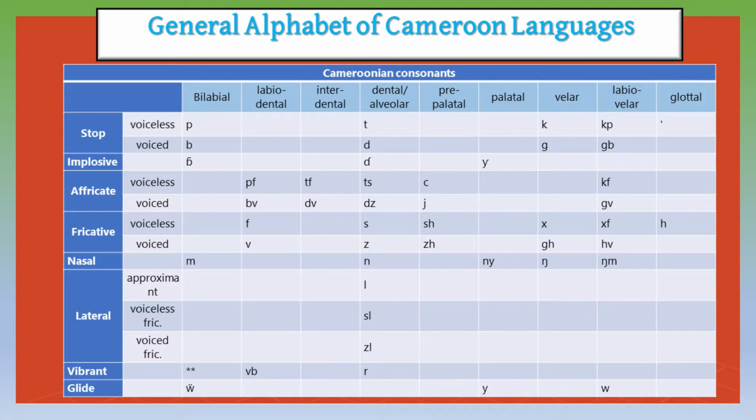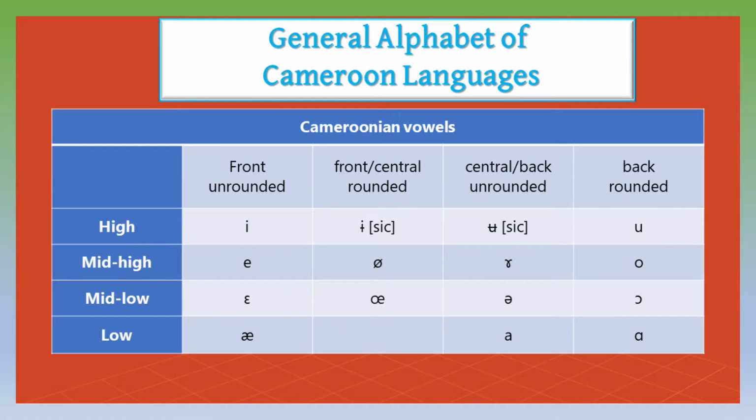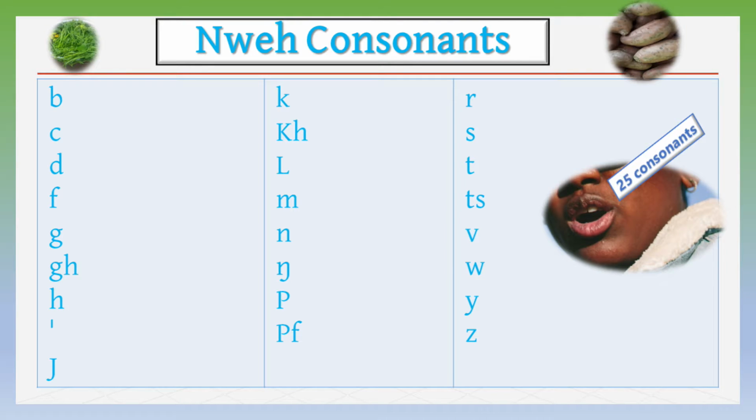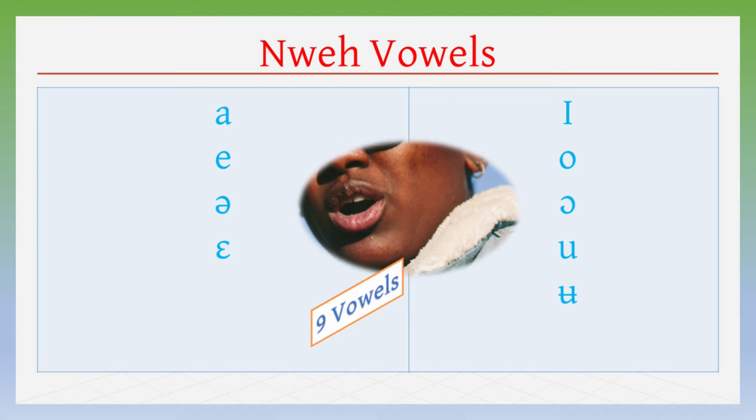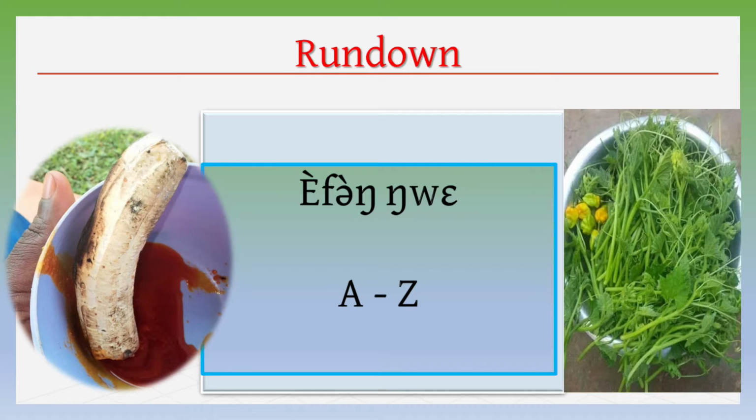The Nweh alphabet is part of the general alphabet of Cameroon languages, which was developed in the 1970s and placed at the disposal of different language groups. Each language community can select the relevant consonants and vowels that they need for their own language. So for Nweh language, 34 consonants and vowels have been chosen, as I said before, with 9 vowels and 25 consonants. So now we're going to give you a rundown of the alphabet.